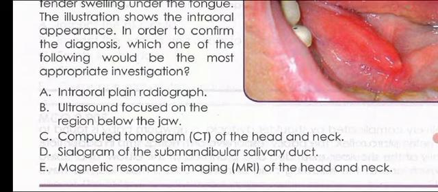So how to investigate this? Option A is intraoral plain radiograph, B is ultrasound focused on the region below the jaw, C is CT of the head and neck, D is sialogram of the submandibular salivary duct, and E is MRI of the head and neck.